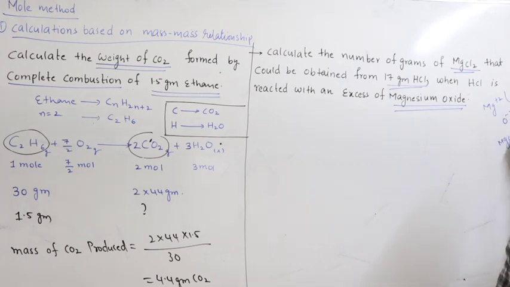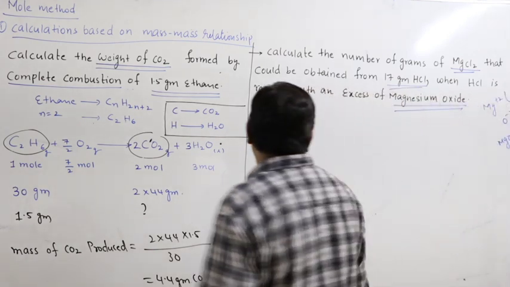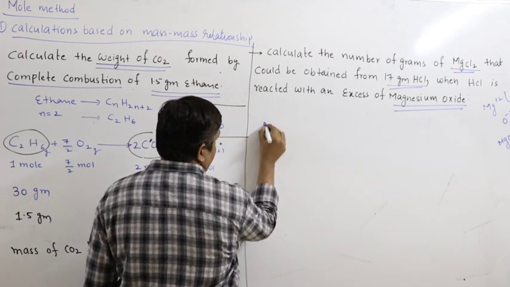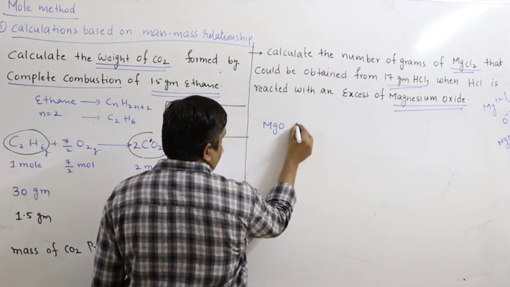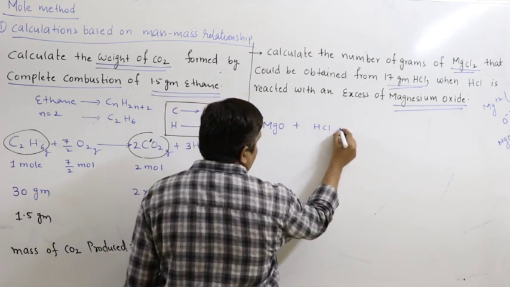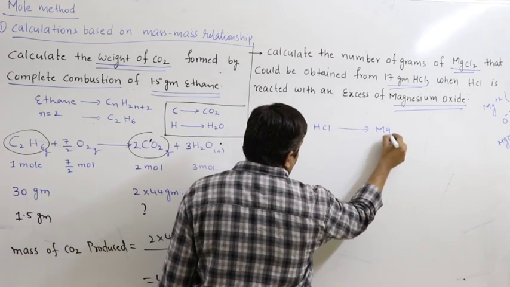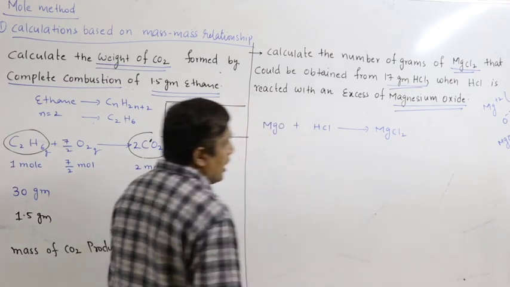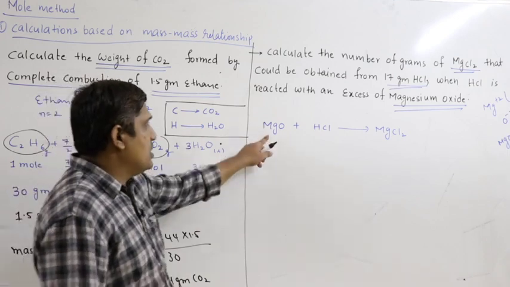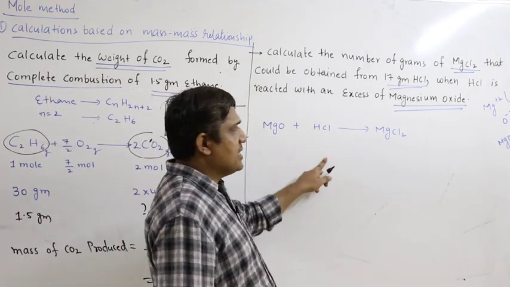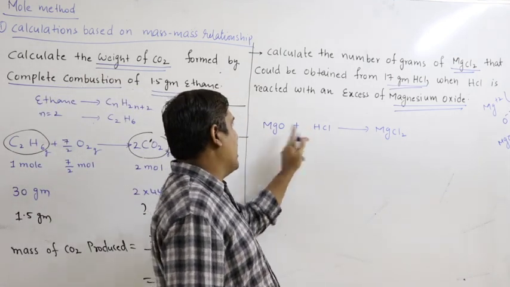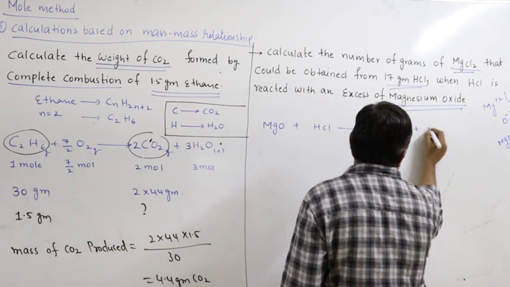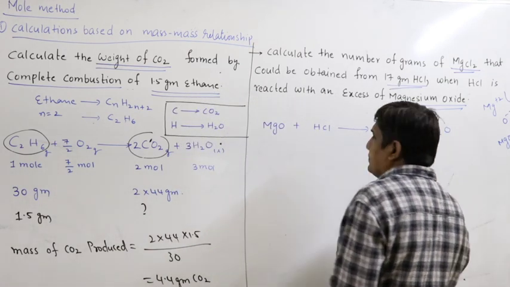What you will get? MgO. So, the formula of magnesium oxide is MgO. First you have to write the equation. Magnesium oxide reacts with HCl to form magnesium chloride. So, Mg +2 from here, Cl minus here. MgCl2, and hydrogen and oxygen combine to form water.